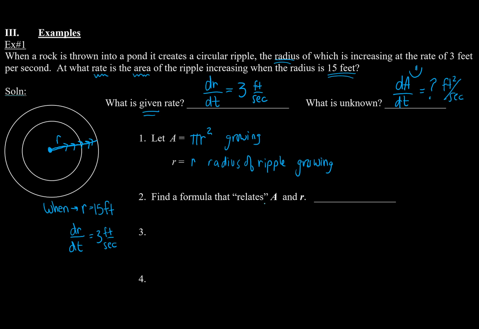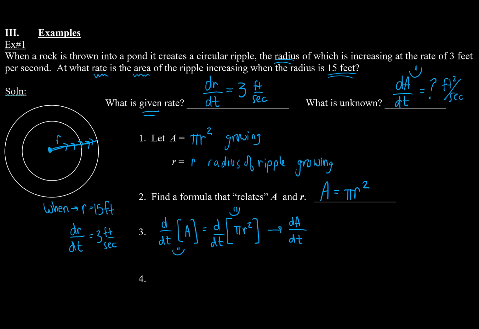Well, step 2 is going to be easy for us, finding a formula that relates area and radius. We know that the formula for the area of a circle is pi r squared. Next, we're going to take the derivative of both sides. I did this on the previous slide, but let's rewrite it. On the left side, I'm just going to get dA/dt because the area of that circle is growing, so there is a rate.